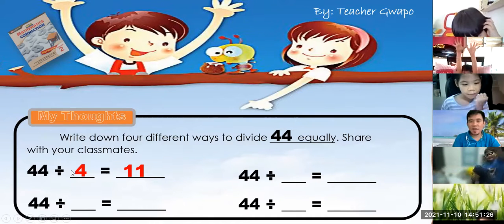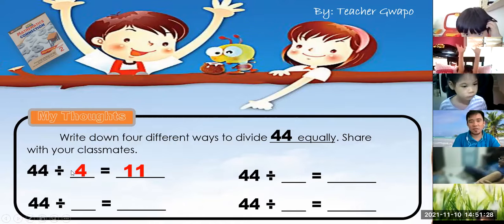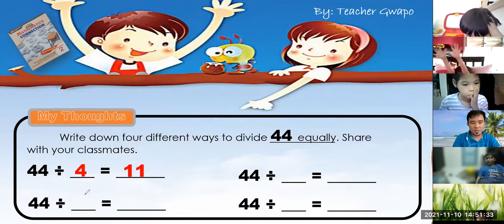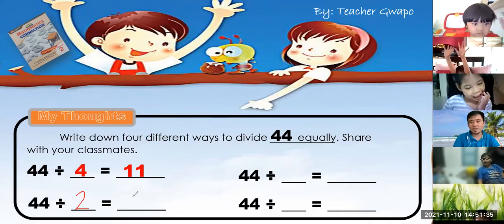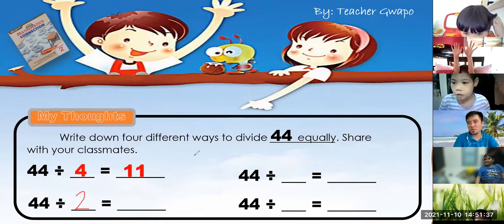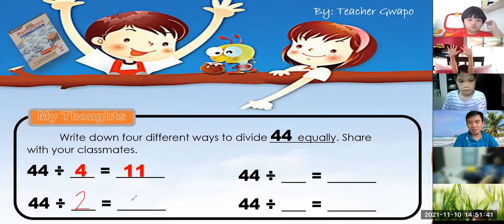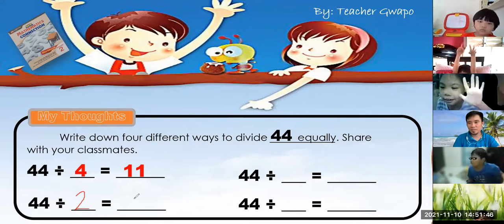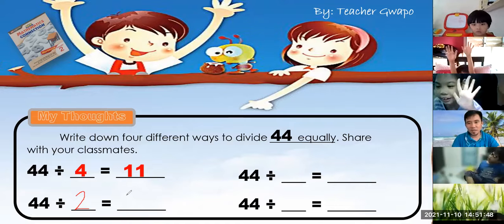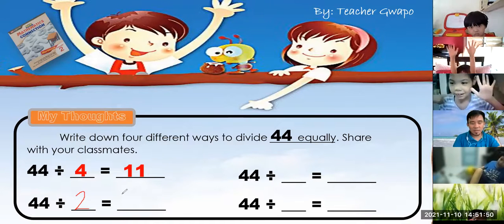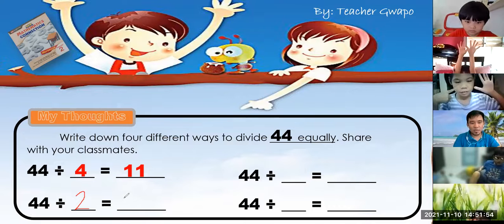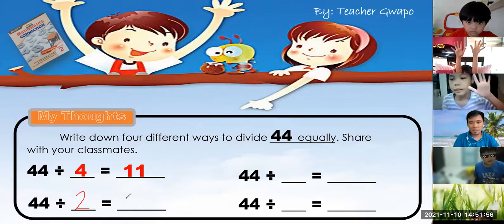44 divided by 2. Now, if we divide 44 into 2, what's the answer here? Kong King, what's your answer? 44 divided by 2. 11. Are you sure? It's 11?